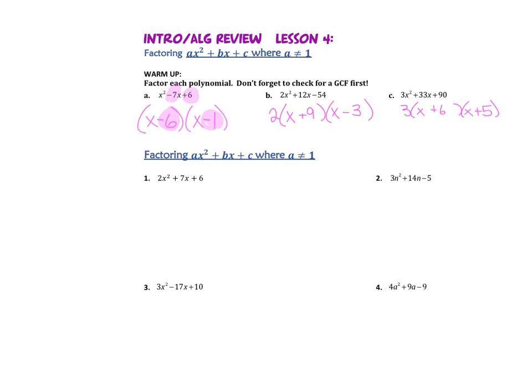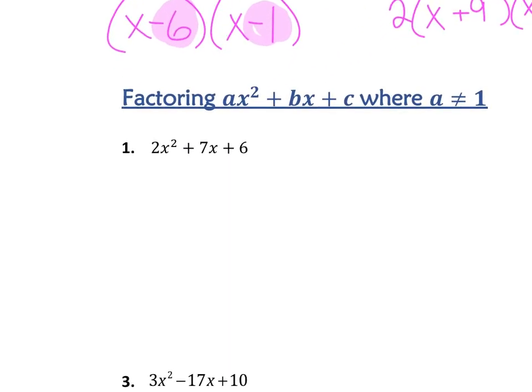So now we're going to get to the problems where A is not equal to 1, and those are a little bit more complicated. Now, you could do this 2 different ways. One of the ways is guessing and checking. So for example, this one wouldn't be too bad to guess and check, because the only way to get 2x squared is 2x and x. Those are your only options.